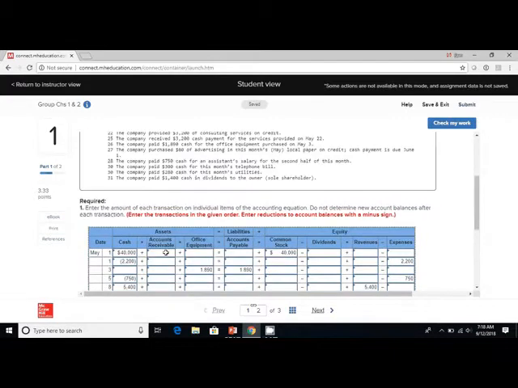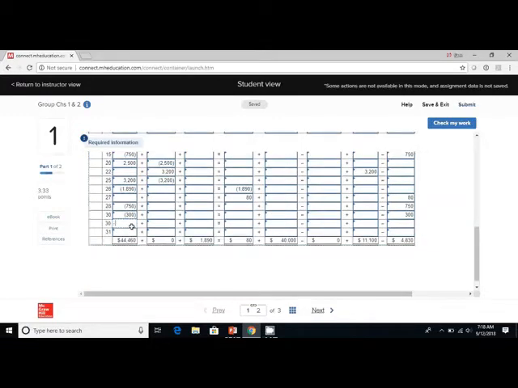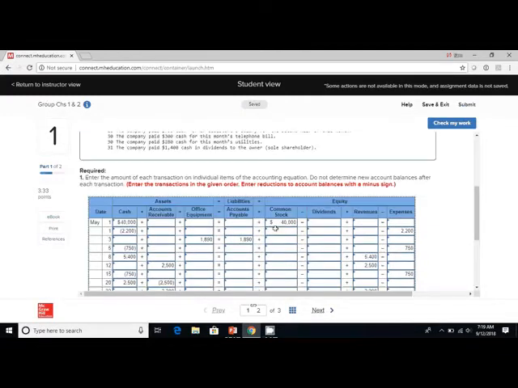All right. Next on the 30th, also the company paid $280 cash for this month's utilities. Okay, paid $280 in cash. Utilities, need it for operations. That's an expense. And finally, we get down to the 31st.